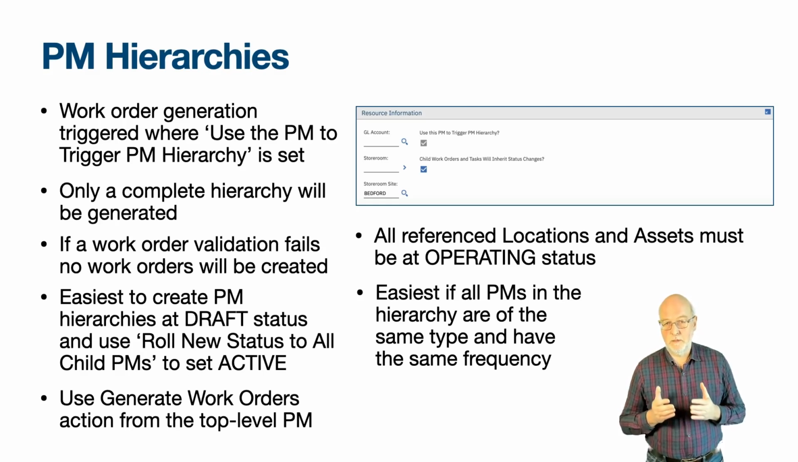There is another field in the resource information section on the main tab of the PM: Child work orders and tasks will inherit status changes. This is normally set and allows the status of all the work orders in a work order hierarchy to be changed from the top level work order. Depending on the status you set for work orders created from PMs, you may wish this not to be set. For example, if work orders are generated at in progress state, you may wish work orders to be completed individually rather than risk a change of status being rolled down from above.